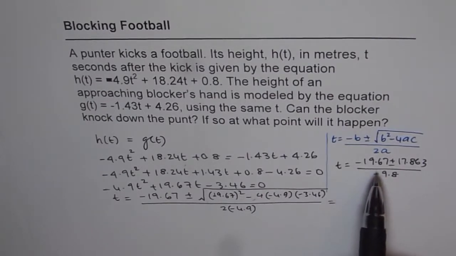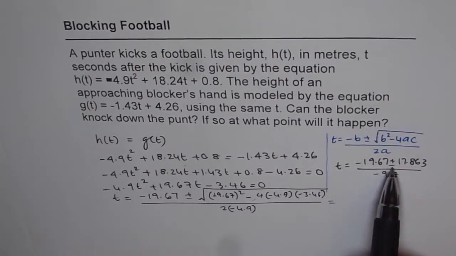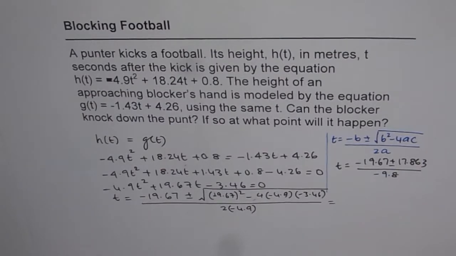If I take minus of minus, we have 2 possible situations here. So let's figure out what is the possible value. We have 19.67 plus 17.863 divided by 9.8. That gives us a value of 3.82 seconds, right?